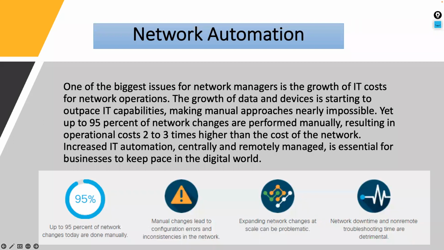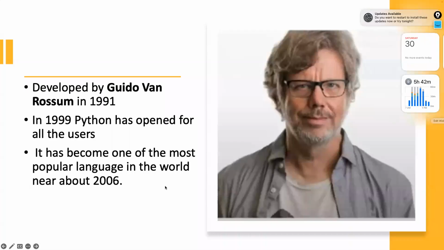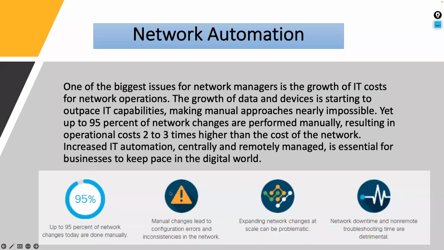Now let's move ahead. This is a slide from Cisco, guys. Let's have a look at what Cisco says about network automation. We all know that up to 90% of network changes today are done manually. Obviously, here in our network industry, we are all doing network changes manually only. Right now only a few industries, including Cisco, are using automation. Manual change leads to configuration errors and inconsistency in the network. So we have seen that these could be human errors, and we are all facing them nowadays.